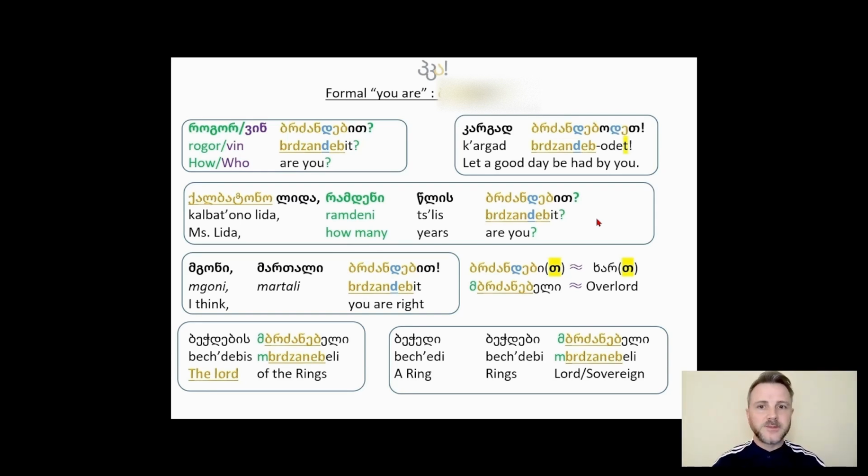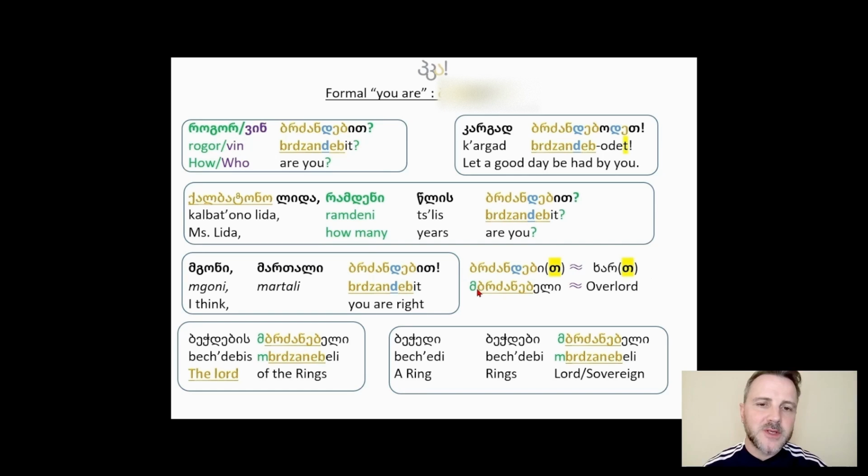To a large extent, also even more simpler phrases like mgoni, martali brzante bit. Mgoni, I think, I guess, I estimate. Martali brzante bit. I think you are right. I essentially agree with you. So here we see these examples in their full form. So I've written here just to be clear that brzan-de-bit is equal to khart. And that's the main takeaway.